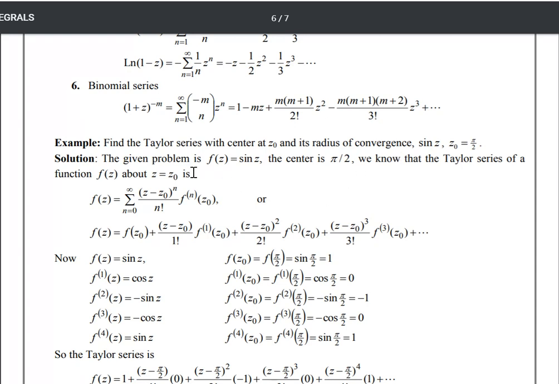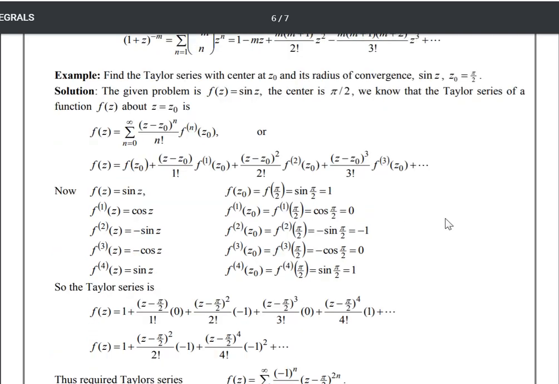We know the Taylor series of the function is defined to be this one, as n is 0, 1, 2 and 3 and so on. Now we find function values at z naught: the first derivative, second, third and so on at z naught. In this case z naught is pi by 2.